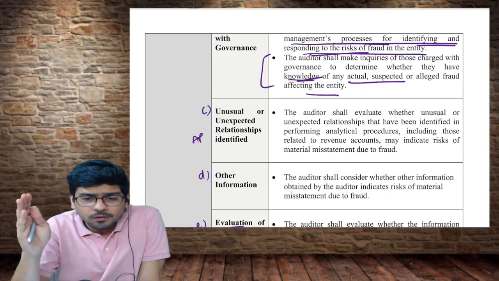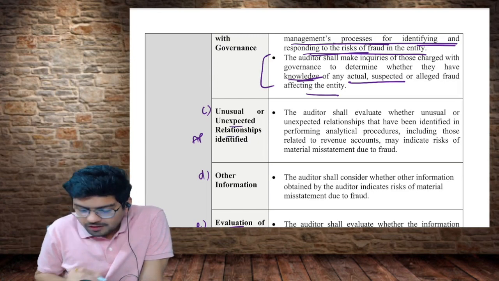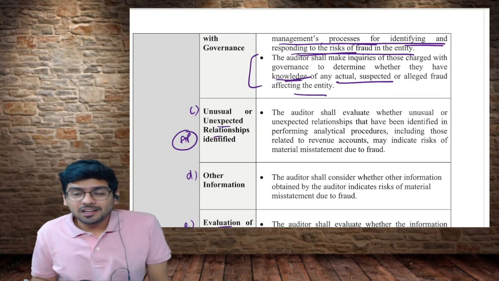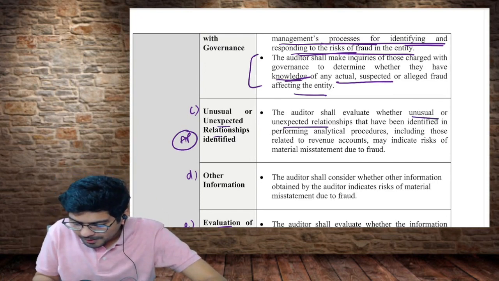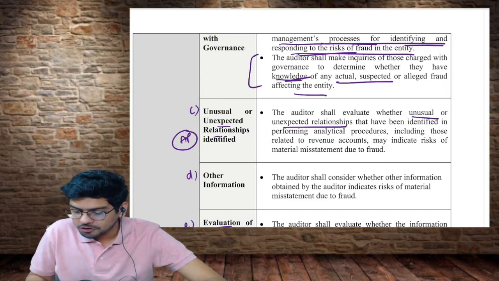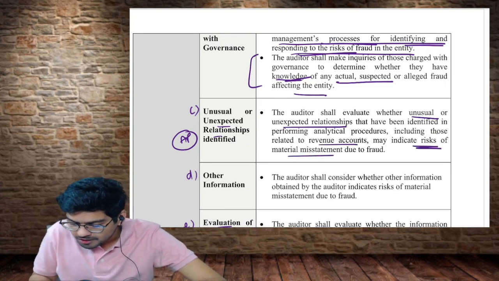Yes or no? Yes. Okay, so when the auditor finds unusual or unexpected relationships, read the point, just write AP here. AP means analytical procedure. The auditor shall evaluate whether unusual or unexpected relationships that have been identified in performing analytical procedures, including those relevant to revenue accounts, may indicate risk of material misstatement due to fraud.